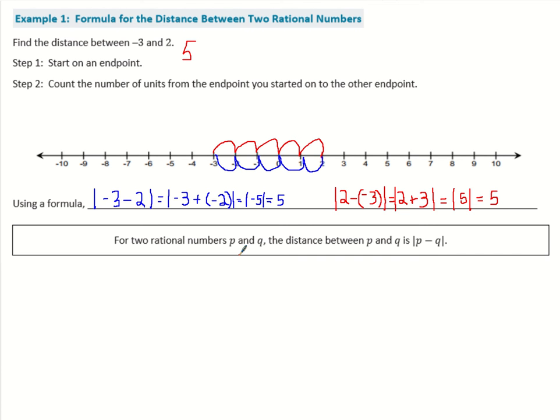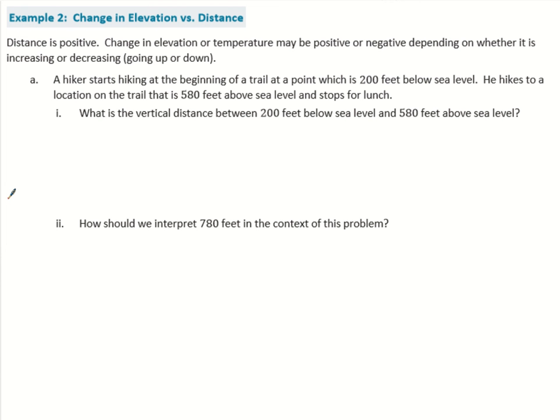Now, let's go through example 2 together, and then I'm going to leave the rest of this to you guys. For example 2, it's making a distinction between a change in elevation and distance. Distance is always going to be positive because distance is either like 5 to the right or 5 to the left, but it doesn't matter which direction I'm going, my distance is always going to be positive.